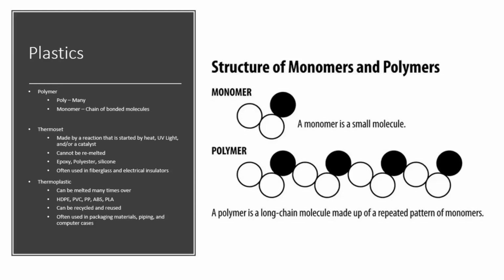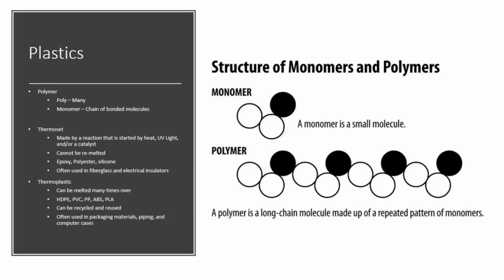Plastics are made up of long-chain polymers. A polymer is many, poly, of monomers, which is a chain of bonded molecules. This is how we get the name polymer. All plastics are polymers, but not all polymers are plastic. For instance, traditional rubber, lubricants, paints, and adhesives are polymers, but not plastics. At the core, plastics can be put into two categories: thermosets and thermoplastics.